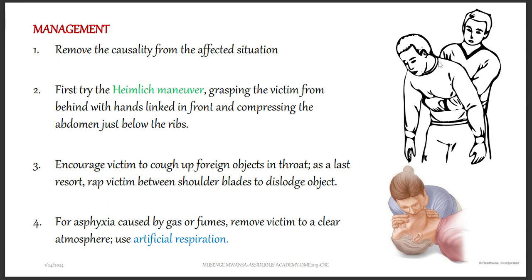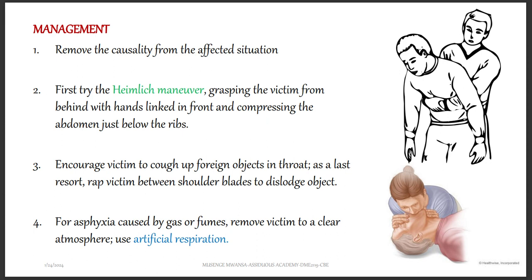So this is what we can see here. That's the maneuver. Encourage the victim to cough up foreign objects in the throat. As a last resort, rap the victim between the shoulder blades to dislodge the object. So what you want to do is encourage the victim, in case maybe they had to eat something and it got stuck in the throat. You want to tell them to cough so that anything that is in the throat can move out.